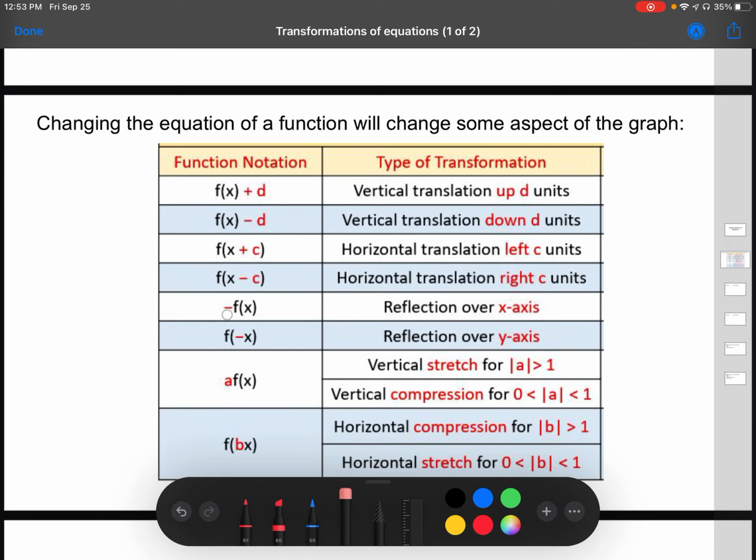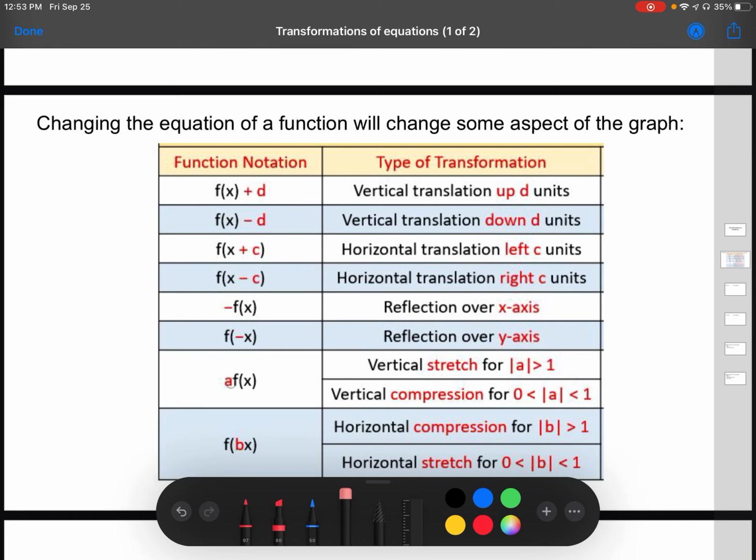If you give a negative to the front, it flips the x-axis. If you put it in the parentheses with the x, it's going to reflect the y. So it all matters where that negative is, but a negative is going to reflect. The front will reflect x, in will reflect the y.